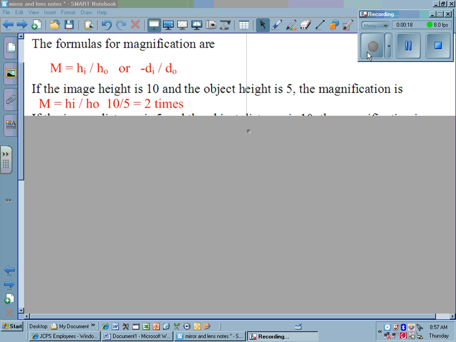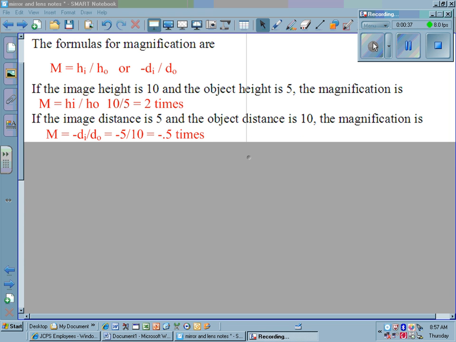Now, if the image height is 10 and the object height is 5, you have to find the magnification. So we're just going to simply take hi over ho. My image height is 10, so I put in the 10 for the hi, I put in the 5 for the ho, and you get hi over ho, which ends up equaling 2 times. And once again, that is why the 7 dwarfs are twice as small as Snow White.